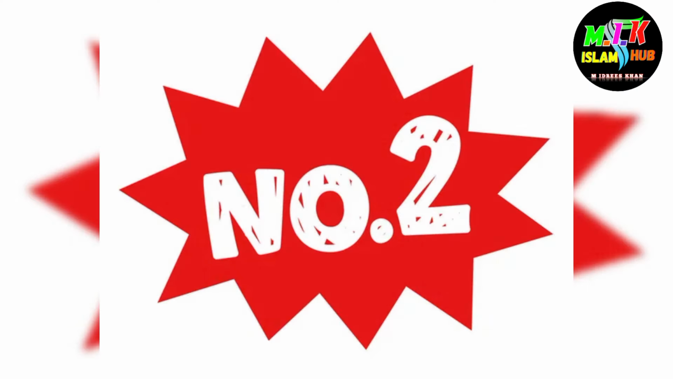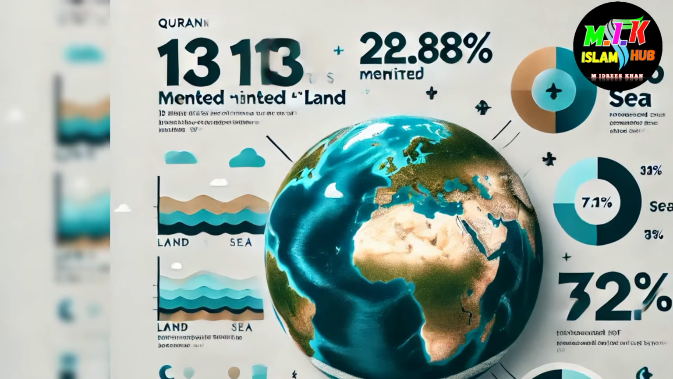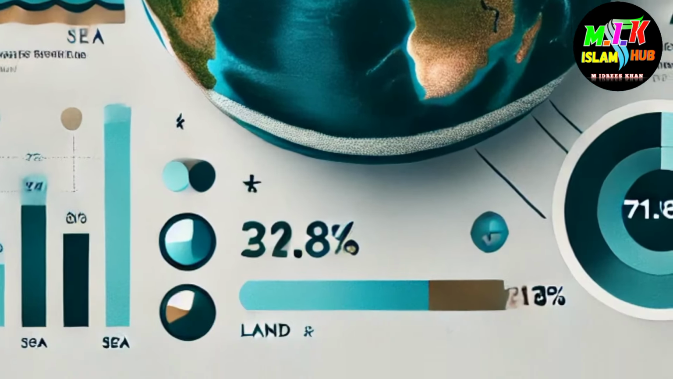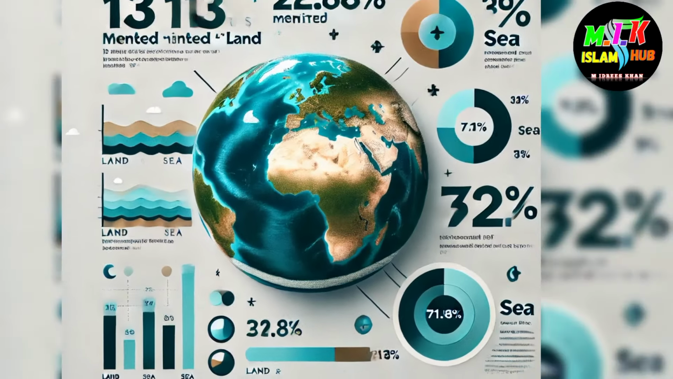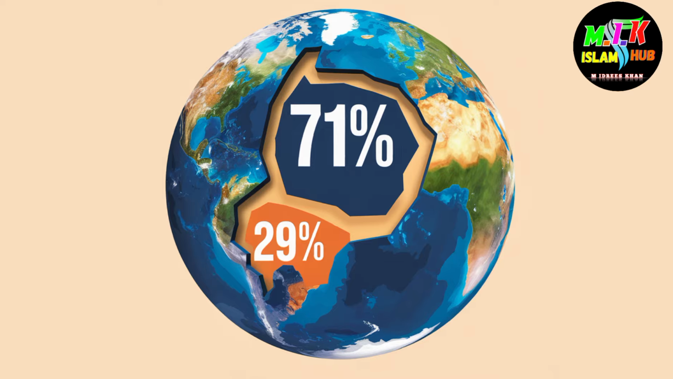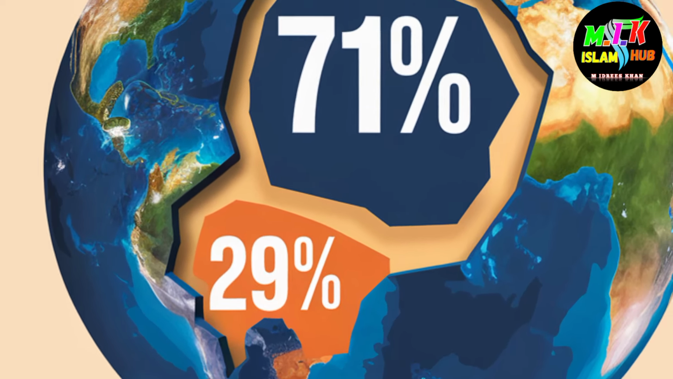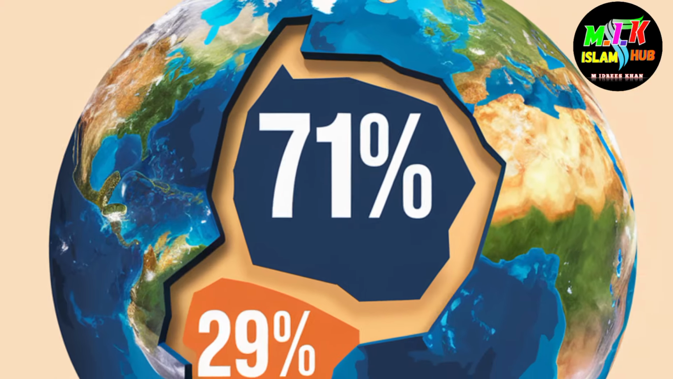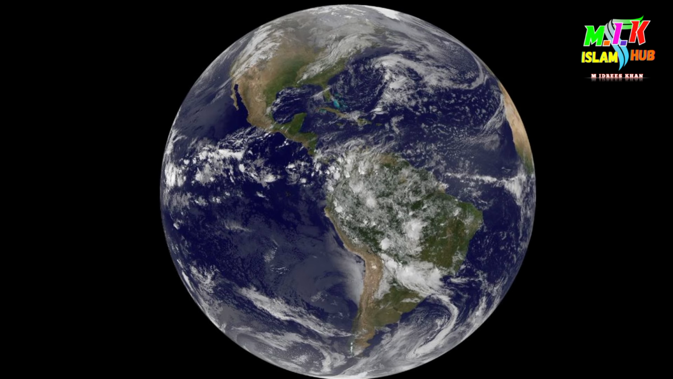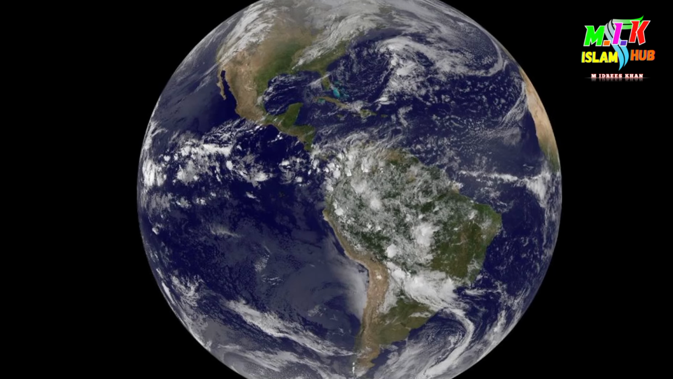2. Mention of earth and sea. The Quran mentions the word land 13 times and sea 32 times. If you add them, 13 plus 32 equals 45, and calculate the percentage, land makes up approximately 28.88% and sea 71.11%, remarkably close to the actual proportions of land and water on Earth.